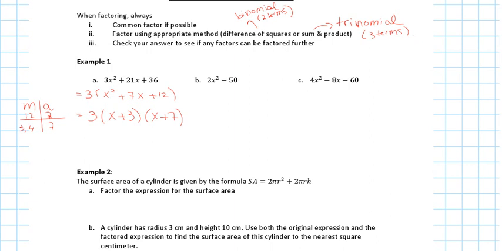So this is a trinomial, right? x squared plus 7x plus 12. 3 terms, right? So 1, 2, 3 terms, okay? A binomial, you have only 2 terms, so we'll see an example after, okay?